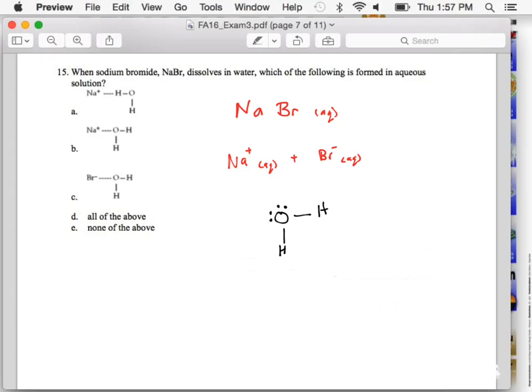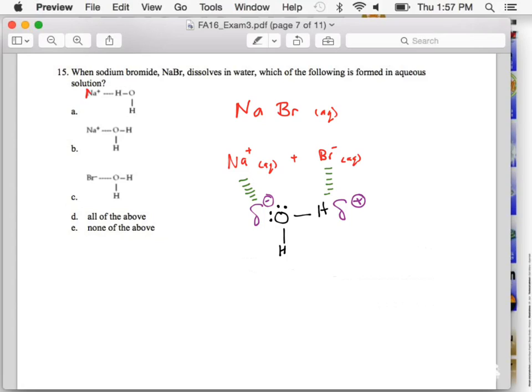Sort of. I have a partial negative because oxygen is more electronegative than hydrogen, which means I get a very large partial negative on the oxygen and a partial positive on the hydrogen. That means, given the choice for my interactions, I would expect the sodium to interact with the oxygen part of water and the bromide to interact with the hydrogen part of water.